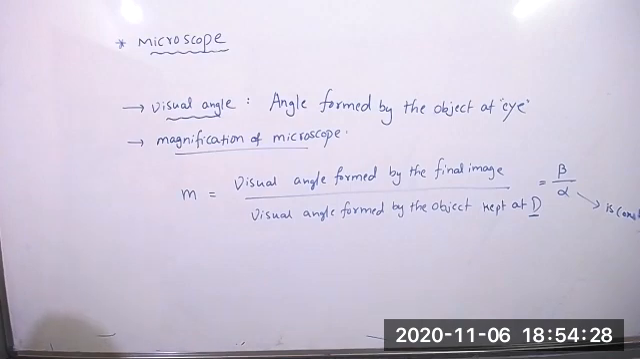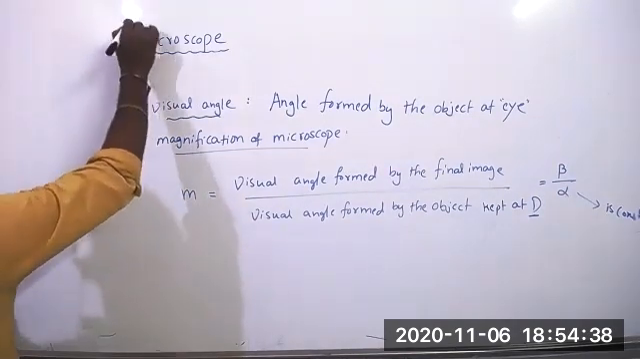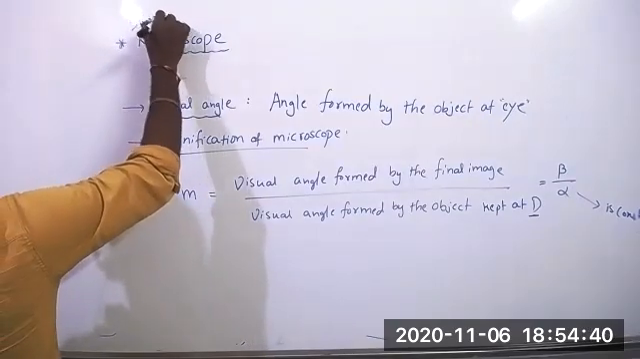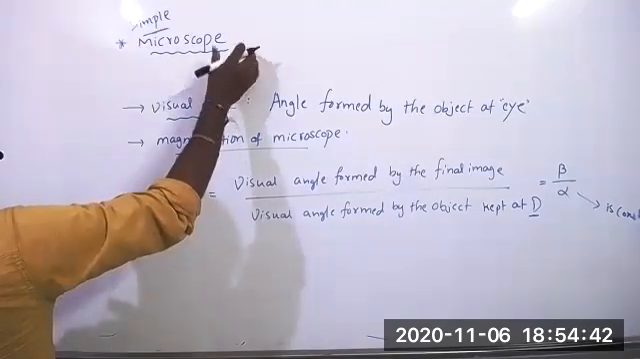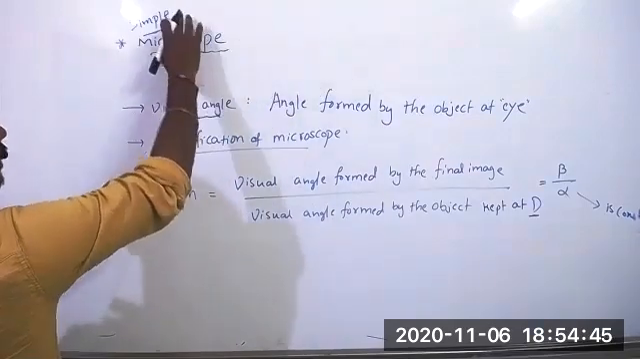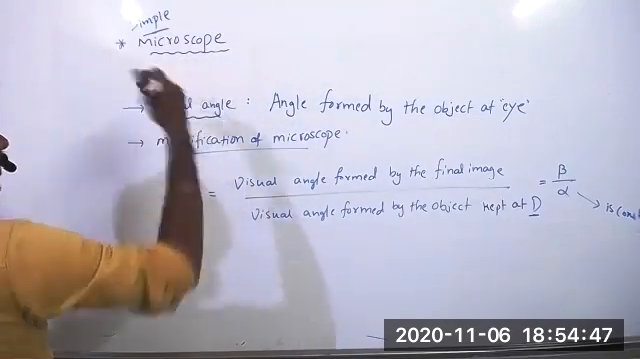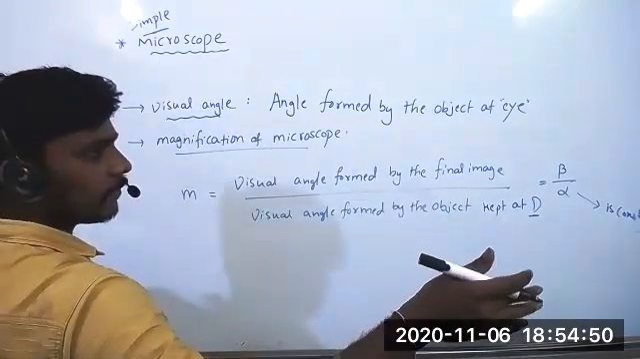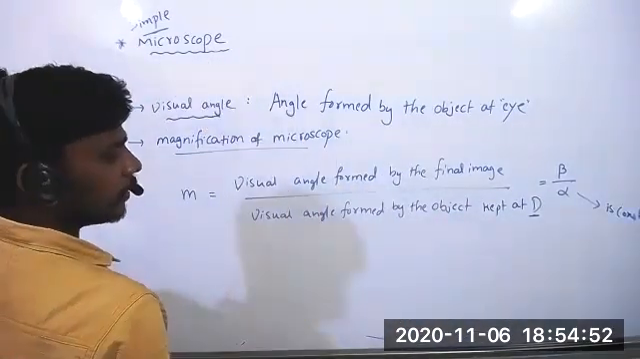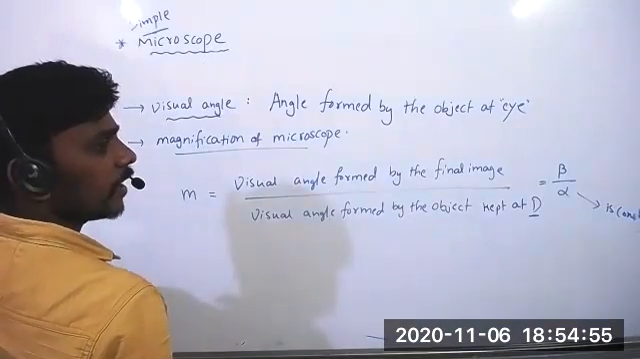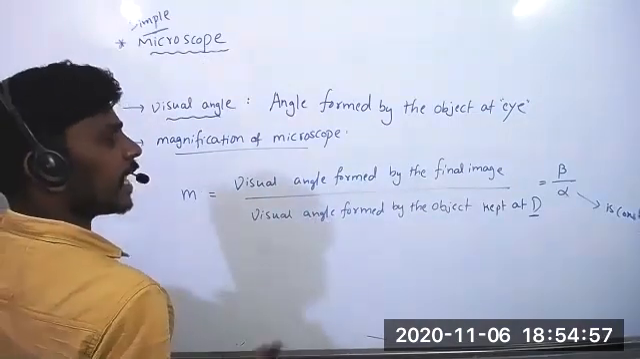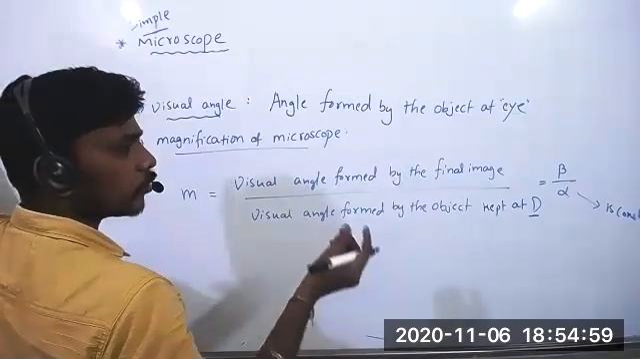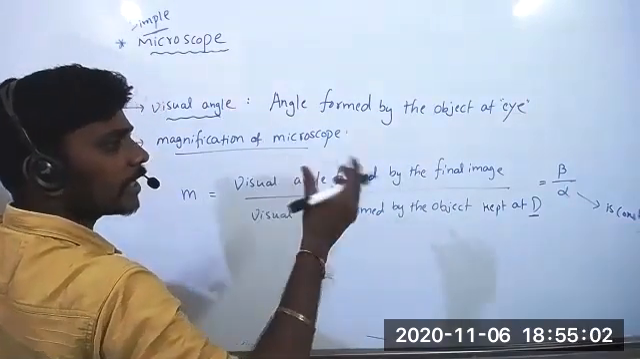I will show you what the image is when you place the microscope. What is the microscope? We are discussing the simple microscope. One more is there, the compound microscope. First we are studying the simple microscope. The simple microscope is nothing but a convex lens. When we use the convex lens, it acts as a microscope. Microscope means by using the convex lens, we can see objects bigger.